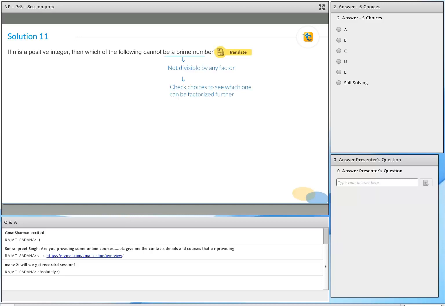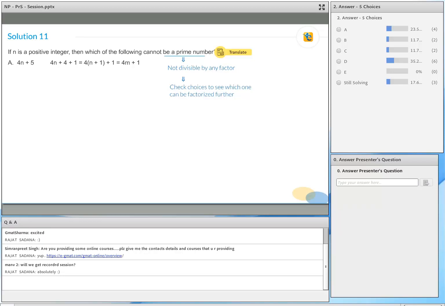Essentially, what we are doing here is the translation process skill at play. Which of the following cannot be a prime number? Essentially, when you say it cannot be a prime number, it should be divisible by some factor. So you should be able to factorize the expression. Now you need to check each of the choices and see which ones can be factorized. So that's what you do.